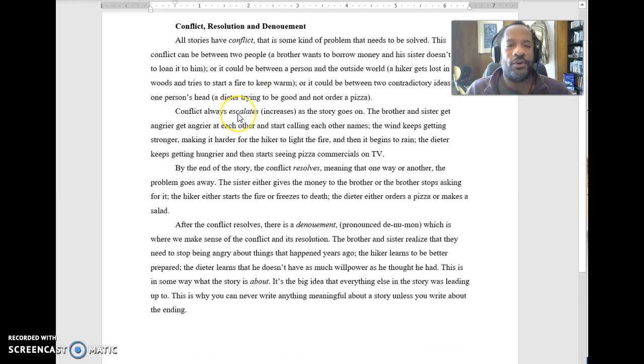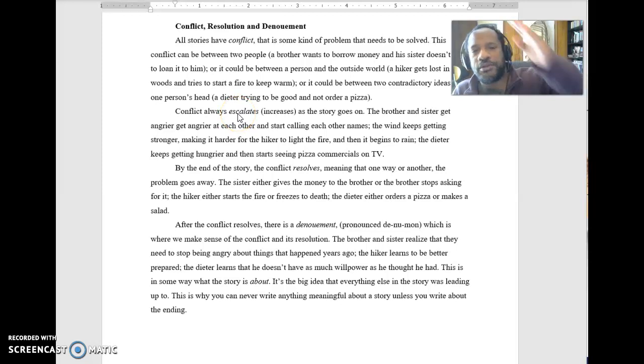Conflict always escalates, right? It gets greater. That's why it's called an escalator, right? It goes up. It escalates as the story goes on. Stories have to do that. You can't have the biggest conflict at the beginning, right? Because you're going to be bored. You're not going to watch it. You start out with a little bit of conflict, and then conflict gets bigger and bigger and bigger.